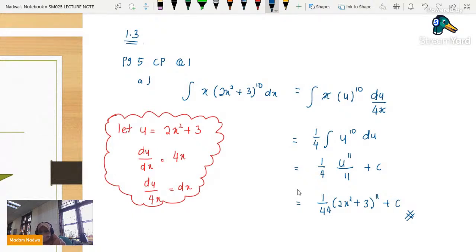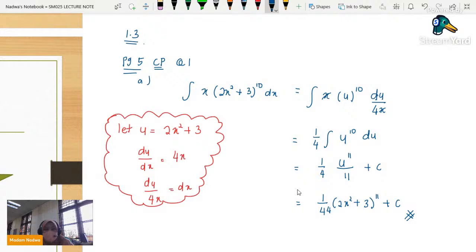Masa sikit lagi ni. Awak boleh try buat soalan nombor 1 from your concept practice. Page 5, question 1. Dia ada A, B, C, D, E. Saya dah buat dekat awak A. So awak boleh try buat B, C, D, E. Dan boleh hantar dekat dalam discussion lecture kita hari ni. So I can check whether your working is correct or not dekat dalam tu.